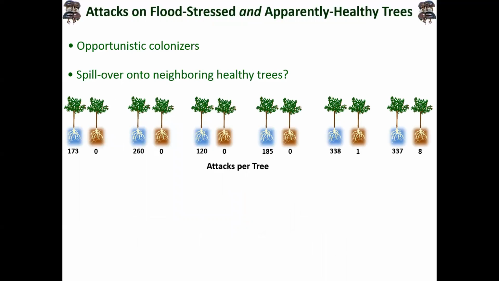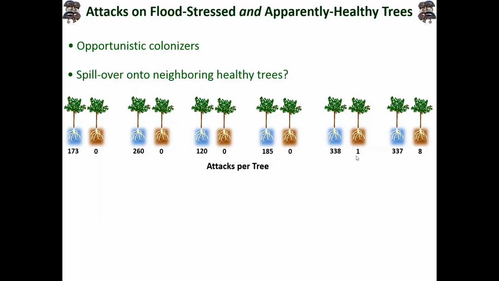Now, we know that these beetles are opportunistic colonizers of stressed trees, and we were wondering about their ability to essentially spill over from a stressed tree onto a neighboring healthy tree. That's a scenario that we see often with bark beetles in terms of large-scale outbreaks. So we conducted an experiment where we had paired trees that were flooded and non-flooded. Basically the numbers underneath these trees represent the number of attacks on those trees.